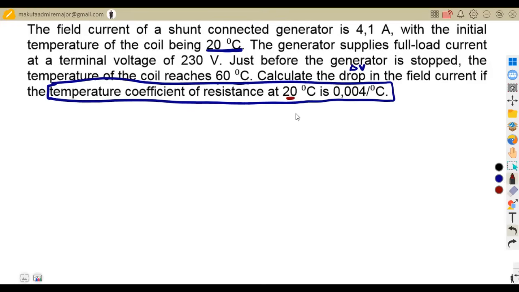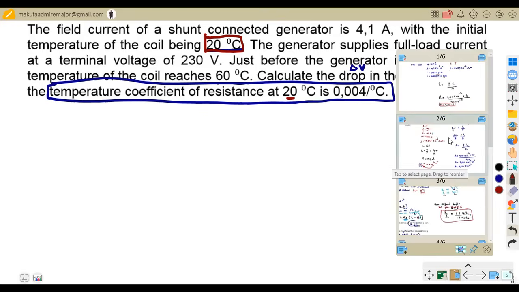meaning to say we are no longer going back to that part that we used to work with, whereby we're given at 0 degrees Celsius. We are given the temperature coefficient of resistance corresponding to the initial temperature. Whenever the temperature coefficient of resistance corresponds to the initial temperature, you are going to apply the exact formula.